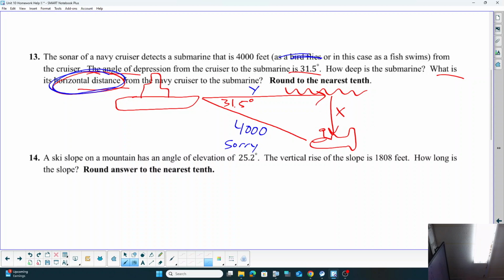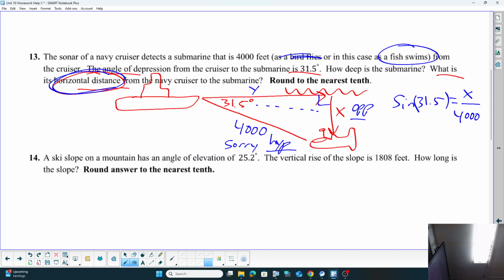Okay, so this is a right triangle. We're going to start off with opposite over hypotenuse, and opposite over hypotenuse is sine. So sine of 31.5 degrees is equal to opposite x over hypotenuse 4,000. Now you're just going to multiply by 4,000 over to the other side. Plug that into your calculator, and that's going to give you x.